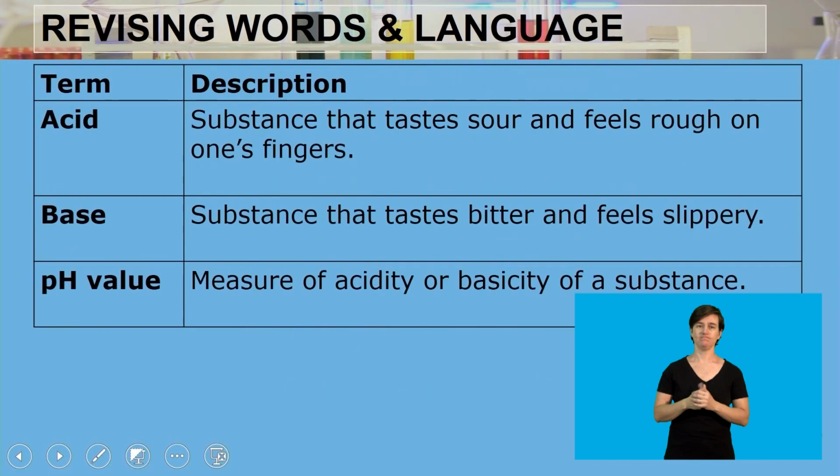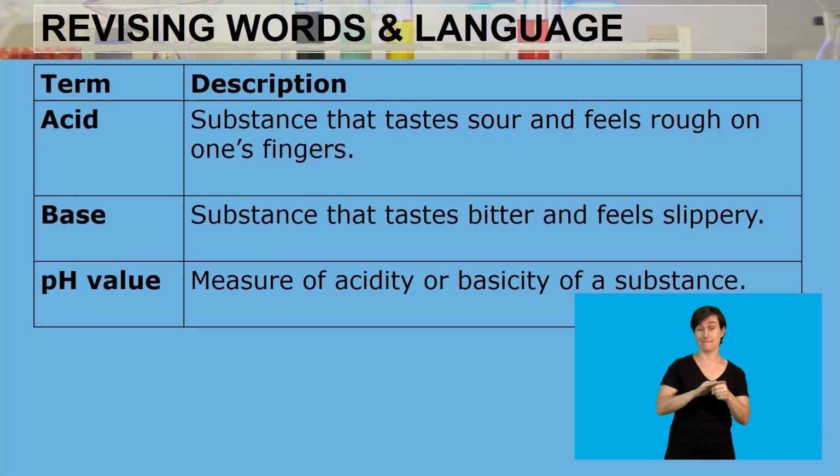So throughout this lesson, to better explain the concept of the reaction between an acid and the metal hydroxide, we're going to be making use of the following words. For instance, we're going to be making use of acid, base, and pH value. An acid, by description, is a substance that tastes sour and feels rough on one's finger. But we're not advised to feel an acid because they are very corrosive.